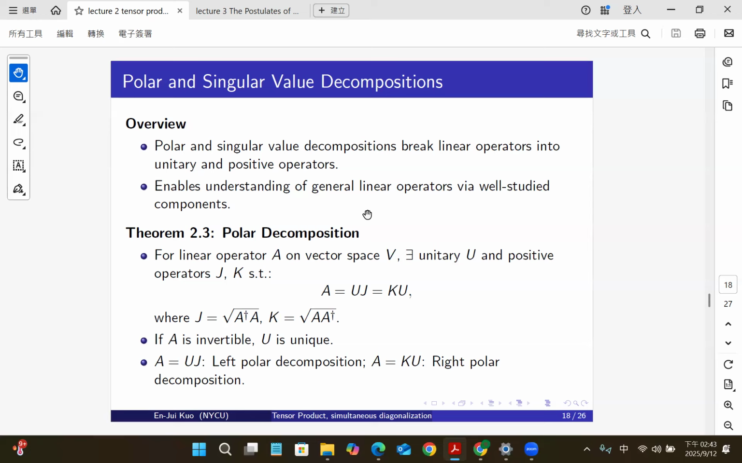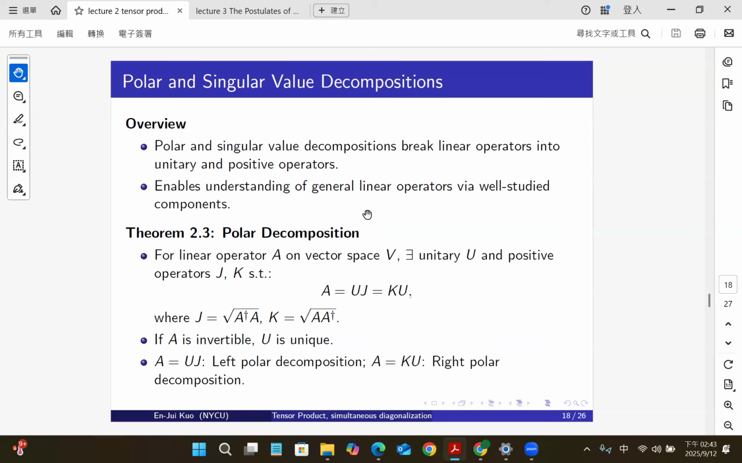You might feel, oh, this is weird. How do people come up with this weird decomposition, a unitary times a PSD? Actually, this is why it is called polar decomposition. In polar coordinates, you take any complex number and write it as r times e to the i theta. This is the polar decomposition.